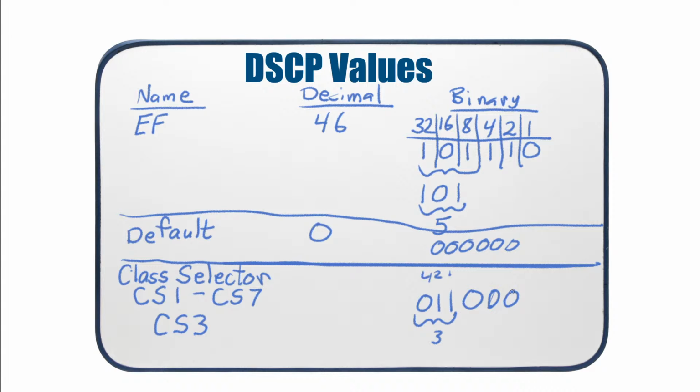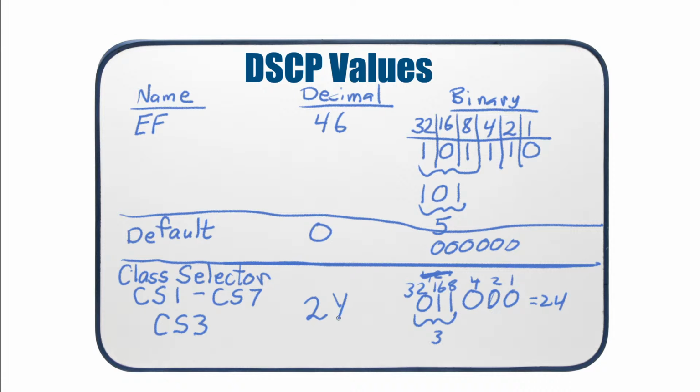Now, what is the class selector value? Well, let's look at this. Let's put the actual column headings on it here. Let's say 1, 2, 4, 8, 16, 32. Looks like we're adding 16 and 8. It's going to be a 24. So the decimal value is 24. And we could do that exercise for each of those 7 class selector values. The point of them, again, is they're purely backwards compatible with, or excuse me, with IP precedence.